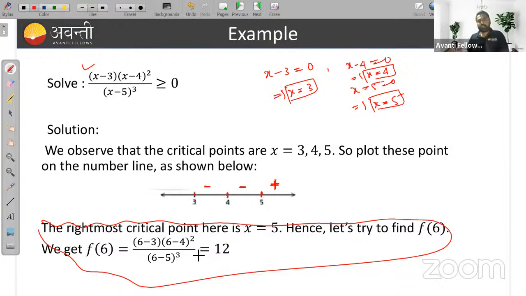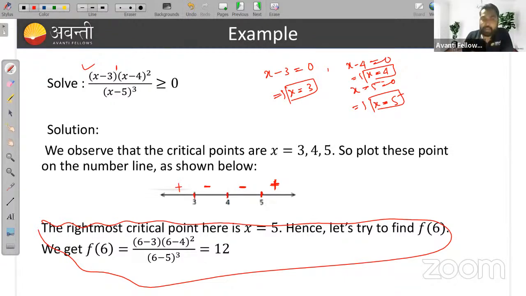Okay? Chalo, after this point, what is the point we have? 3. So what is the corresponding factor of 3? x minus 3. And what is the power of x minus 3? You have 1. 1 is an odd number. That means it is an odd power factor, so you have to change the sign. That means this will be positive.